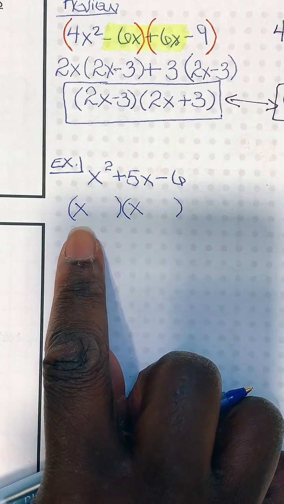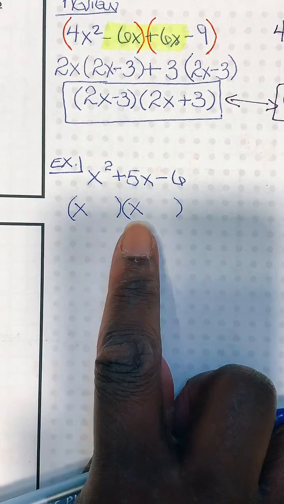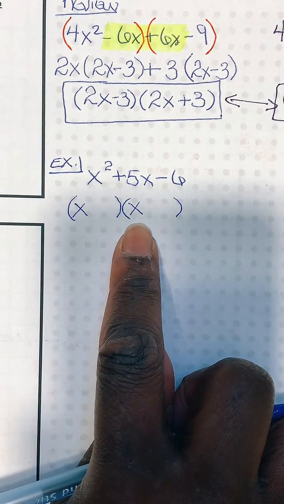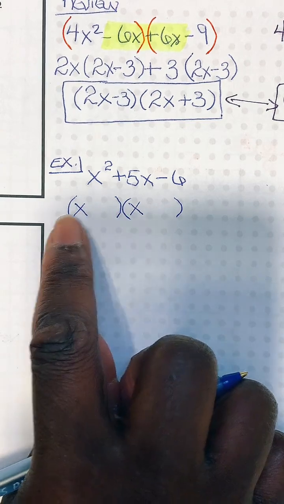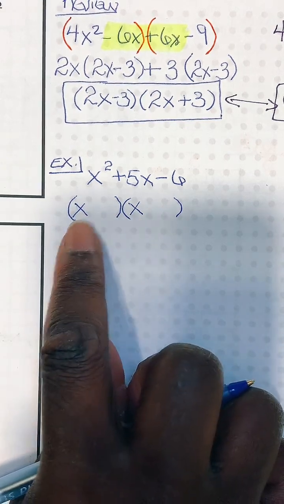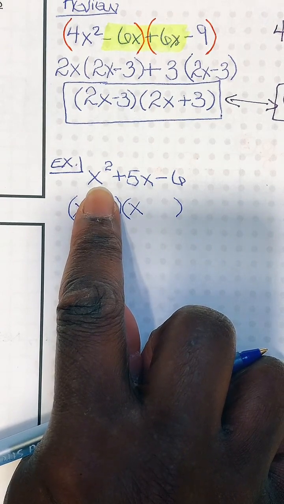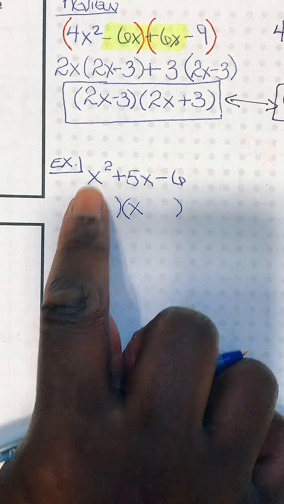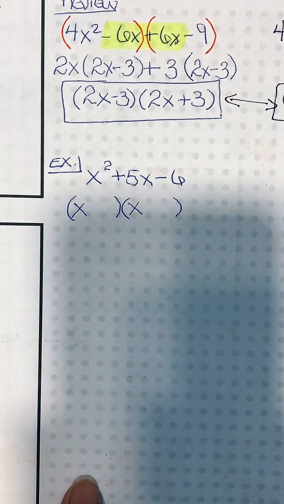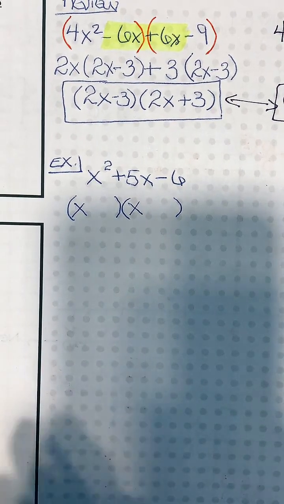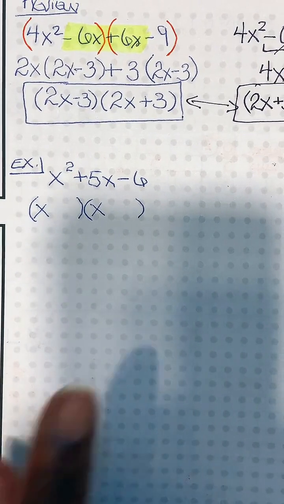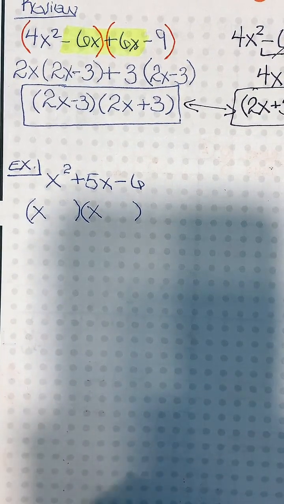So I'm going to have 1x in one parenthesis and 1x in the other. Because if I ever do the distributive property, x times x will give me my original x squared. Okay? So that's why I split my x's. So now, this is the part where multiplication and knowing your multiplication is key.